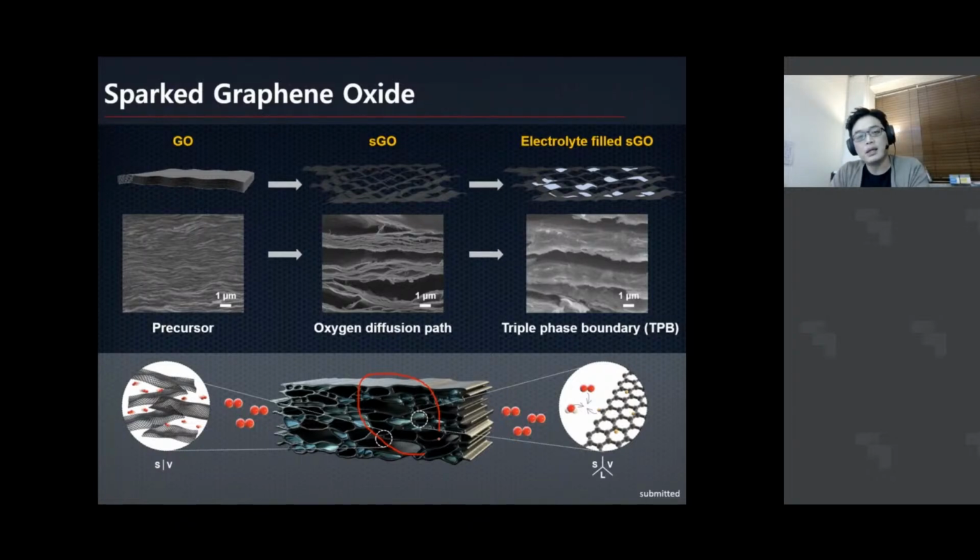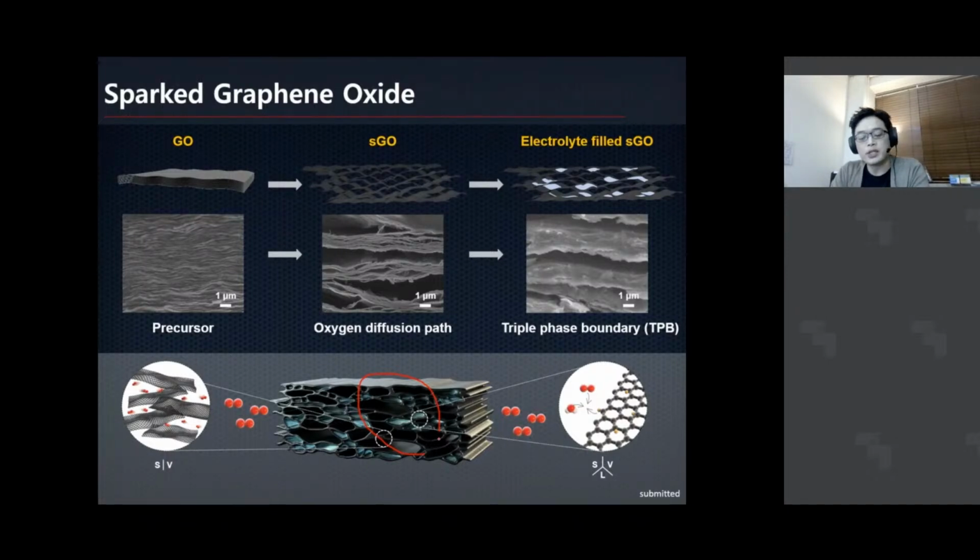But the thing is, in this case, you need to maximize the phase boundary of liquid, which is the electrolyte, also vapor, which is air, oxygen, and also solid, which is the cathode. So you need to look at these different phases at the same time, because that triple phase boundary is where your desired electrochemical reaction occurs.